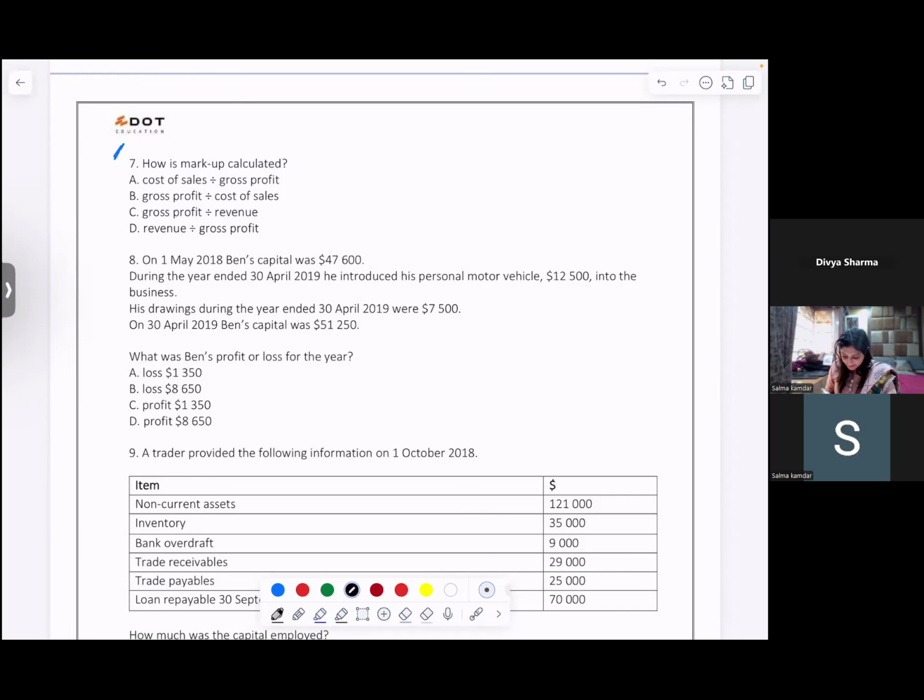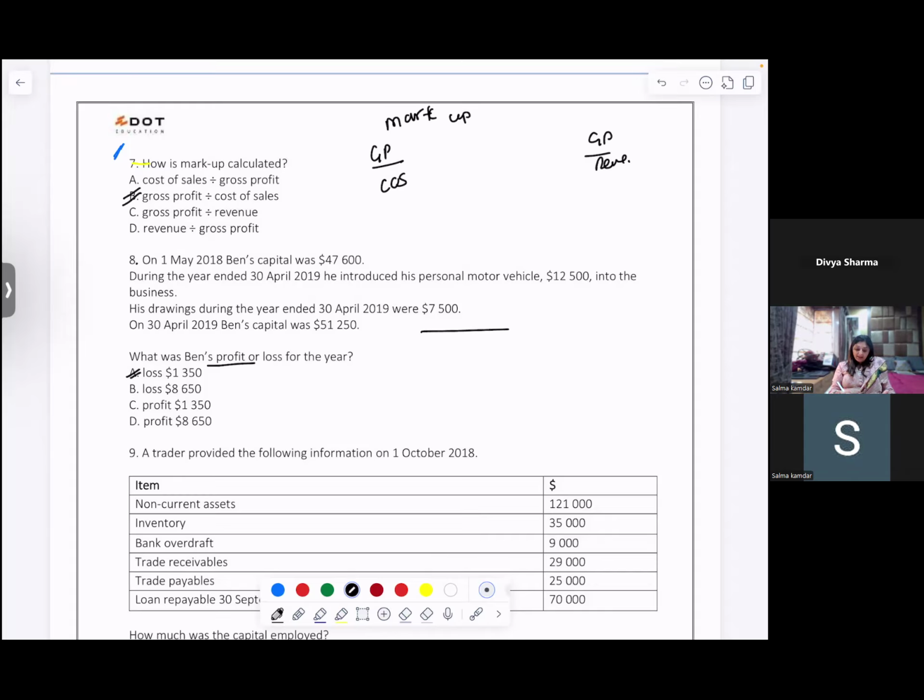Come on, the next one. How is markup calculated? Question number 7. Cost of sales divided by gross profit. Hmm? Markup is gross profit divided by cost of sales. Yeah, that's what I meant. And margin is? Margin is gross profit divided by revenue. Okay. Next one is a loss of 1350.